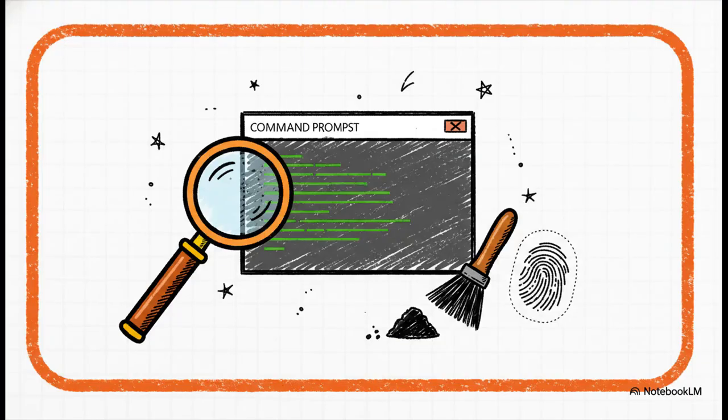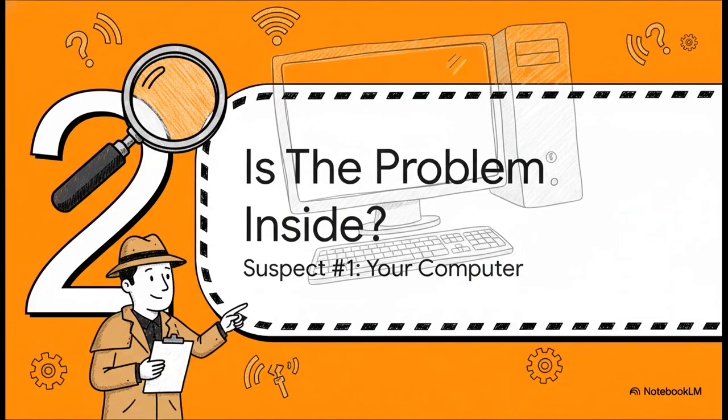This is it, the command prompt. I know, it might look a little intimidating, kind of like something out of a 90s hacker movie. But trust me, this thing is your absolute best friend for network troubleshooting. Think of it as your magnifying glass and your fingerprint kit all rolled into one. All right, so every good investigation starts at the source. Before we go blaming the router or the internet company, we have to question our first and most important suspect, our own computer. Is the problem actually starting right here on our machine?